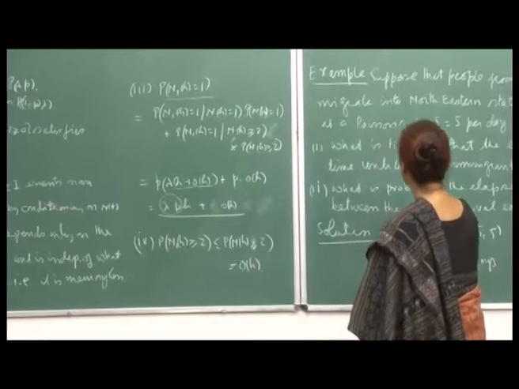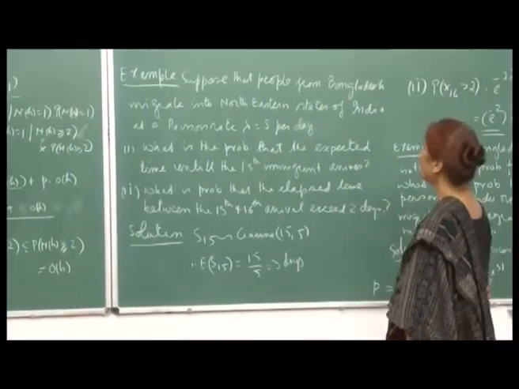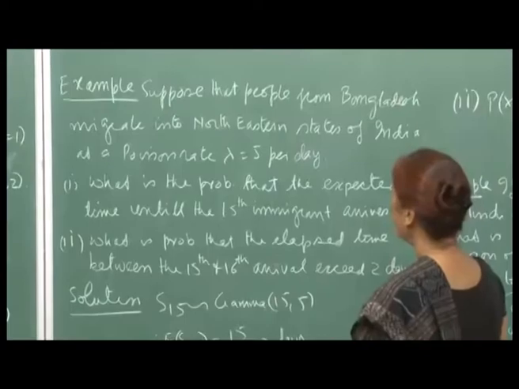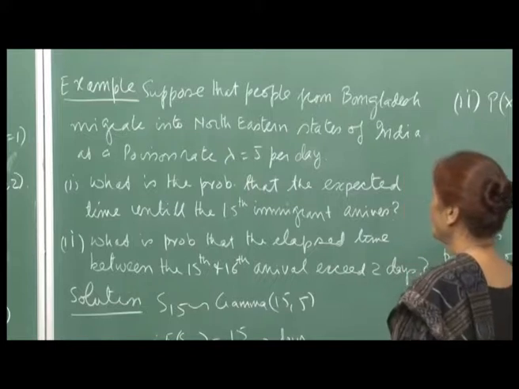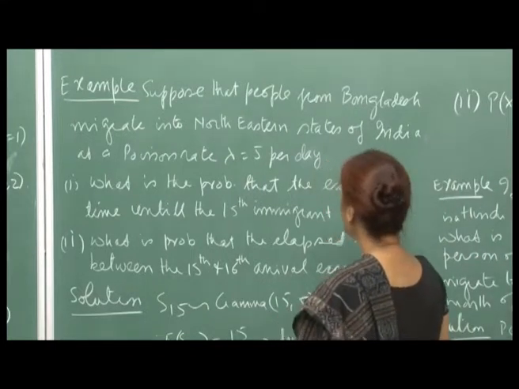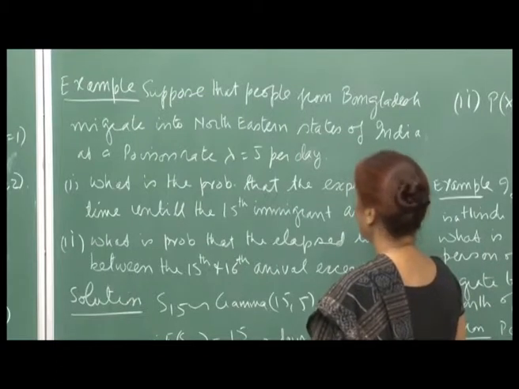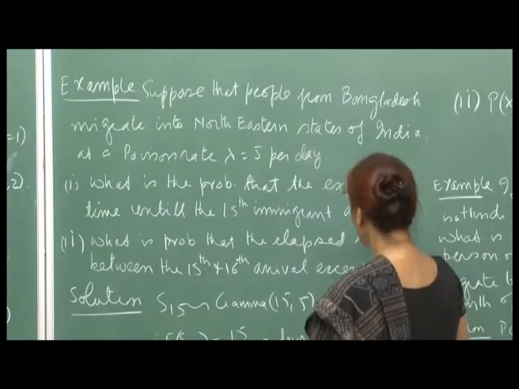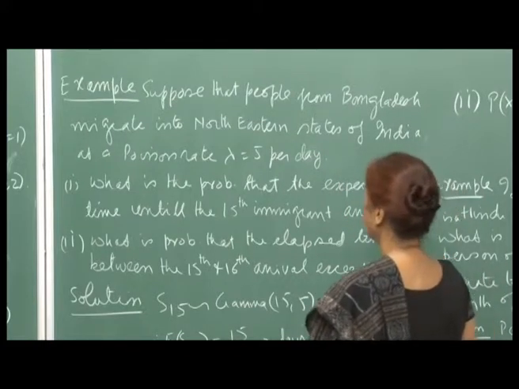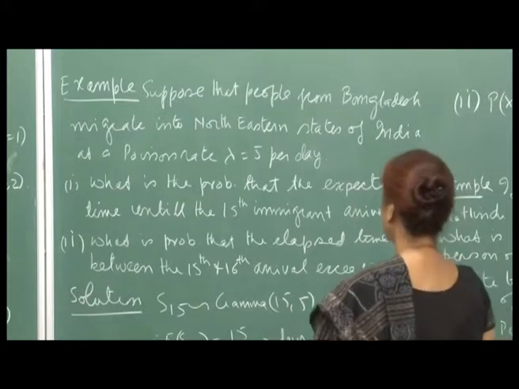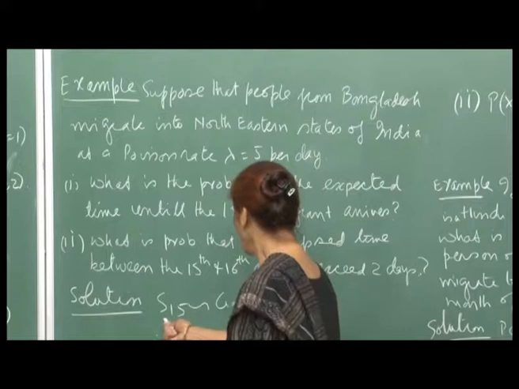Okay. So, let us look at this example. Suppose that people from Bangladesh migrate into northeastern states of India at a Poisson rate of lambda equal to 5 per day. So, the question asked is, what is the expected time until the 15th immigrant arrives? So, that means you are asking for S15.